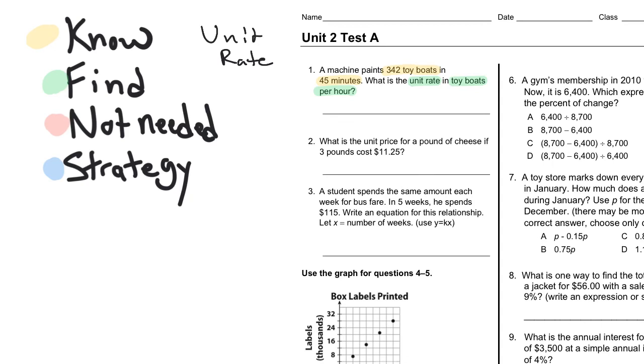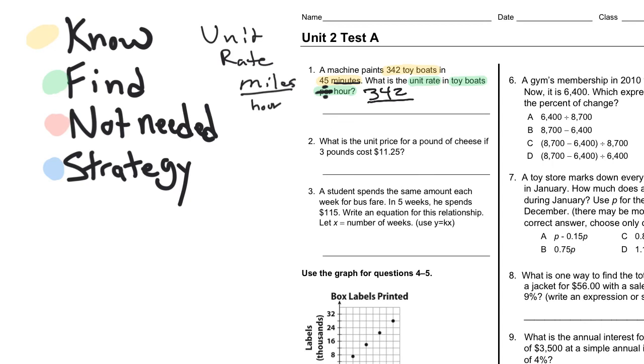And it's usually represented with a division symbol, right? So if I were to say miles per hour, I would put it like that, which is just miles divided by hours. So we're saying toy boats, and my strategy is I can cross out per and make it a division symbol. So toy boats divided by hours. Well, we know toy boats, okay? That's right here, 342. So let me write that in. 342 divided by hours. Well, we know hours. Oh, no, we don't know hours. What do we know? We know minutes.